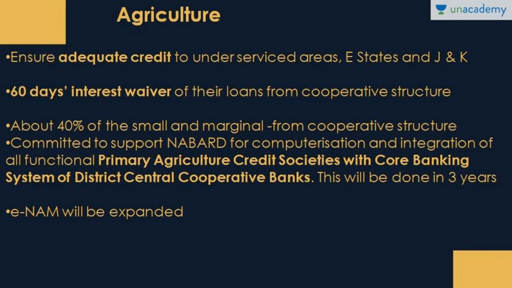Next, under the agriculture sector, we have pushing of credit towards hitherto underserviced areas, for example eastern states, Jammu and Kashmir and so on. Already, in the context of demonetization, government has given a 60-day interest waiver to farmers who borrow from the cooperative structure. Just to add to your information, about 40% of small and marginal farmers borrow from cooperative structures. In that context, government is planning to support NABARD. For what? NABARD is being asked to help in the integration and computerization of the primary agriculture credit societies, so that credit is easily available to the farmers. Also, eNAM, that is National Agriculture Market, will be expanded to more and more APMCs.